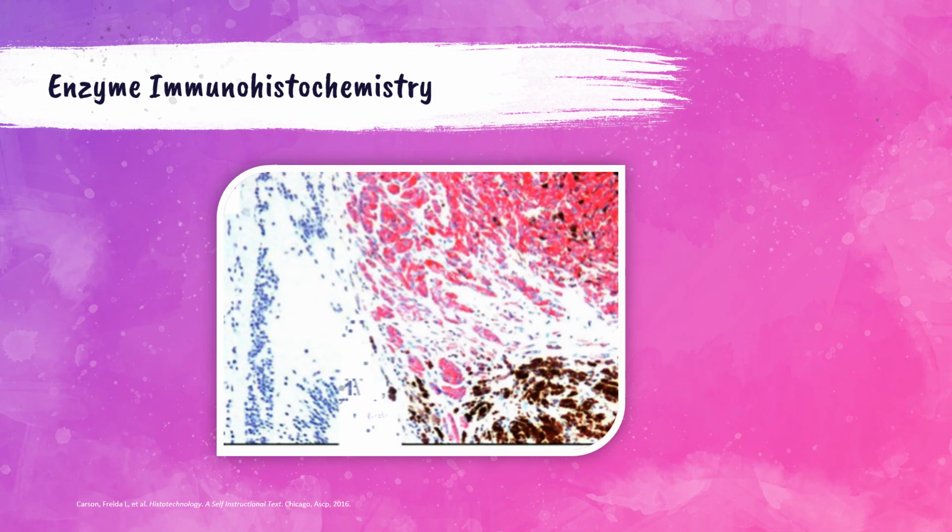So this is melanoma of the eye tissue, stained with HMB45 using an alkaline phosphatase or AP red chromogen, which helps to contrast with the melanin pigment.